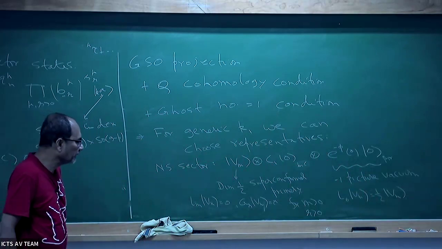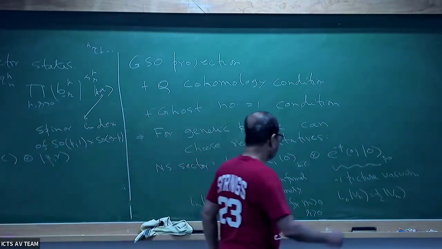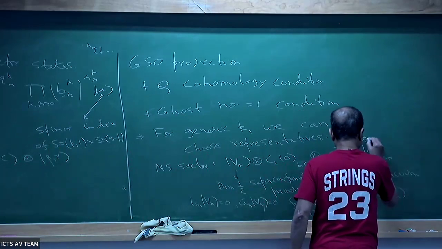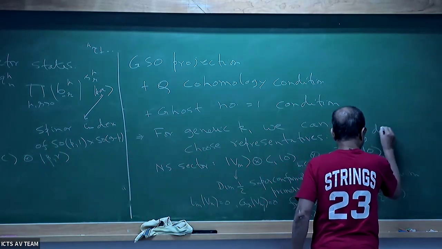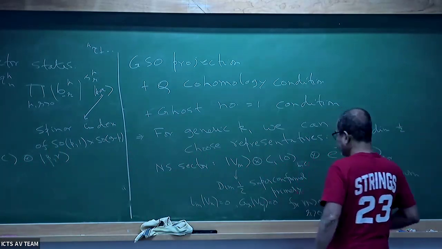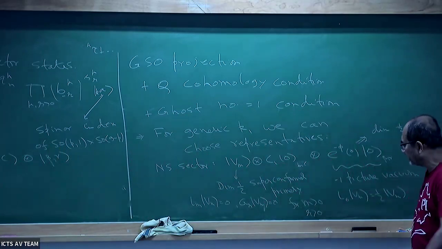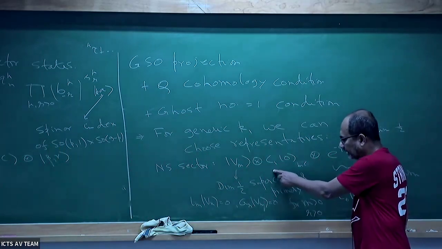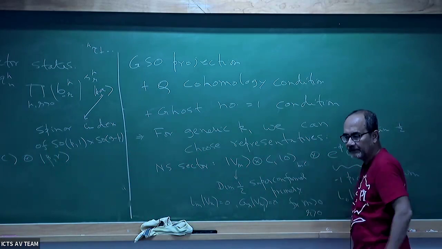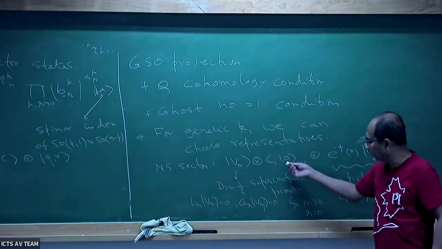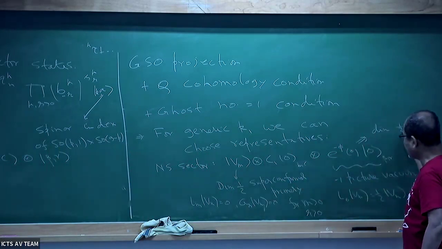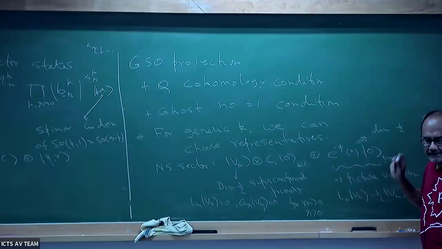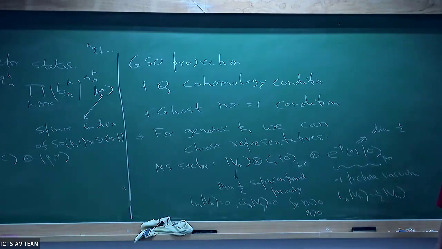Total dimension adds up to 0 because this also has dimension half, e to the minus phi of 0. And this has dimension -1, right? Because it is c_1, which gives the L_0 eigenvalue -1. So this is -1 plus half. That gives you dimension 0. Is it clear?